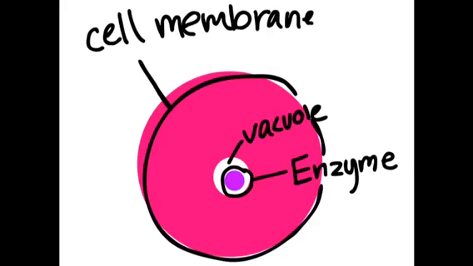Inside the cell is a vacuole that holds an enzyme. Now the enzyme is being released to the outside of the cell.